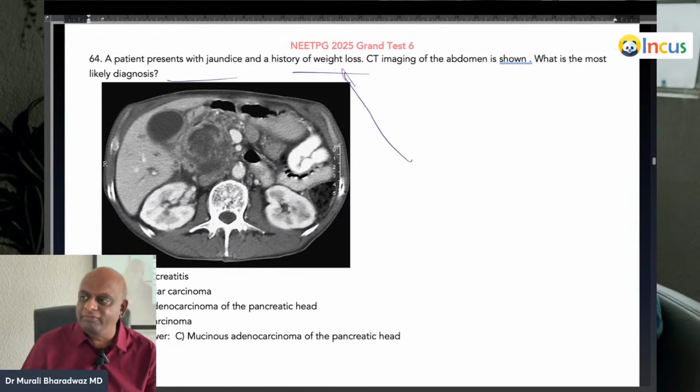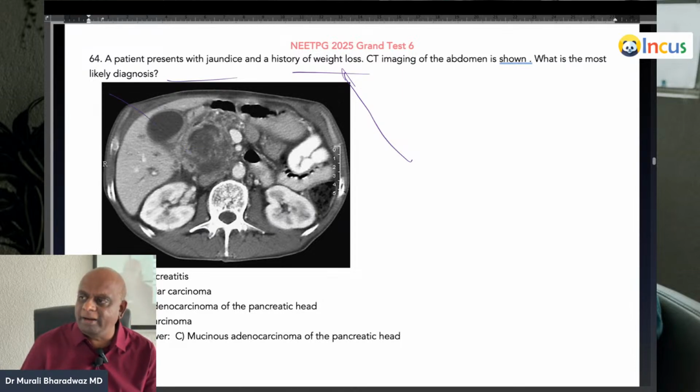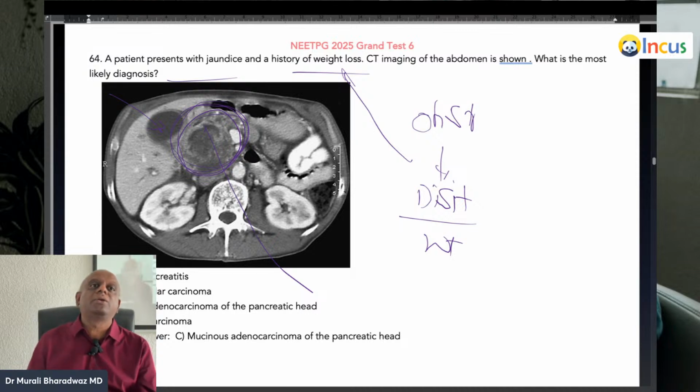A patient has jaundice and a history of weight loss. So how is the gallbladder, doctor? Distended. So whenever obstructive jaundice is there, with a distended gallbladder and weight loss, what do you see? Mucinous adenocarcinoma of the pancreatic head.